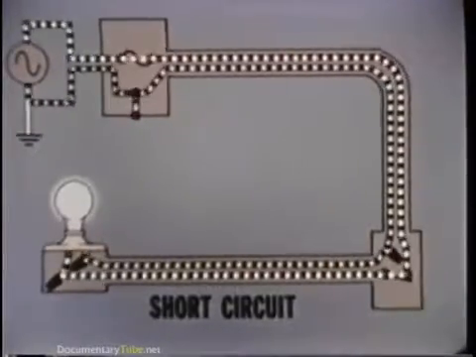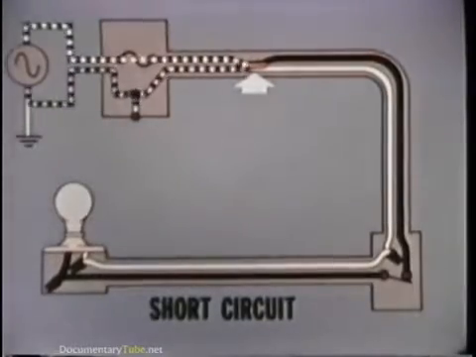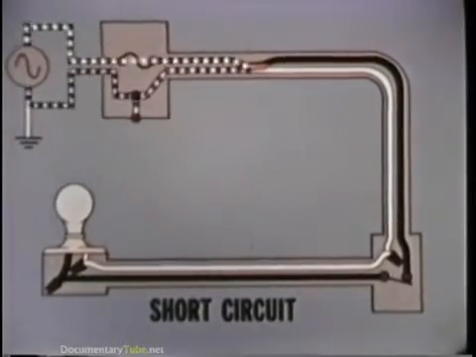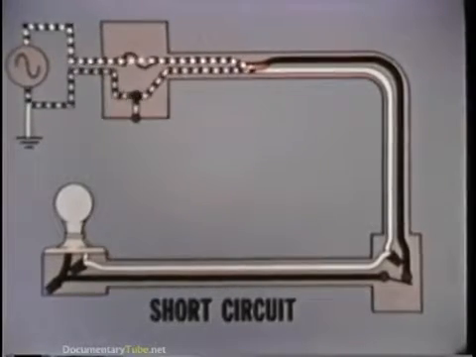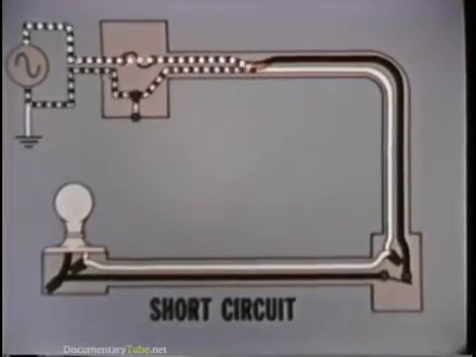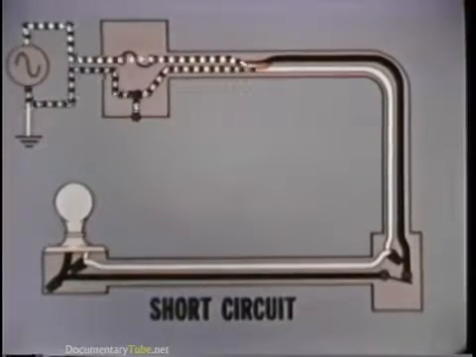A short circuit results when two bare conductors are permitted to come into contact with each other. The current no longer flows through the entire circuit. It is shunted directly from the hot conductor to the neutral conductor. When this occurs, there is only a very small amount of resistance in the circuit.